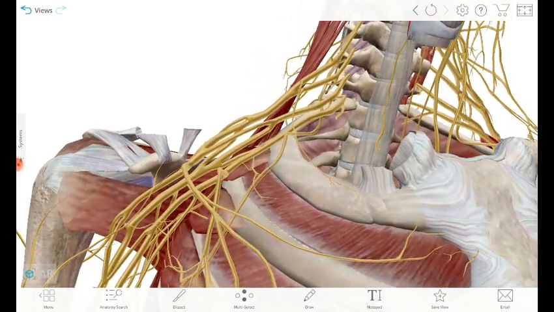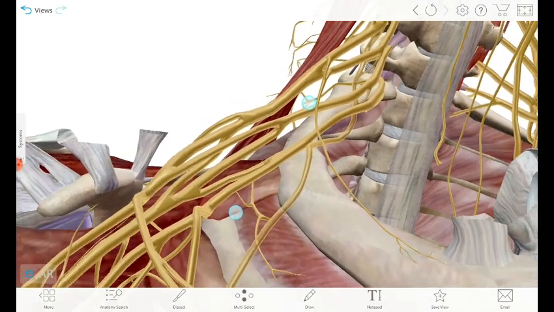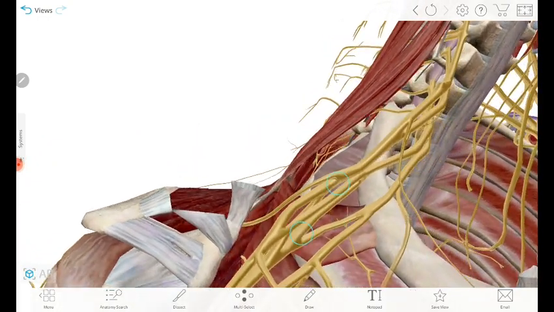Now we will come to trunk. So we discussed earlier that there are three trunks: the upper trunk, the middle trunk, and the lower trunk, and only the upper trunk gives off branches. So the upper trunk gives off two branches. One is the suprascapular nerve, and the second is nerve to subclavius. So we will see this nerve over here.